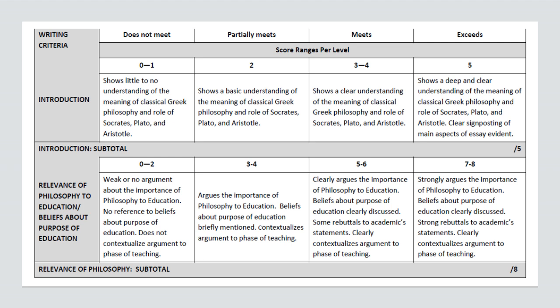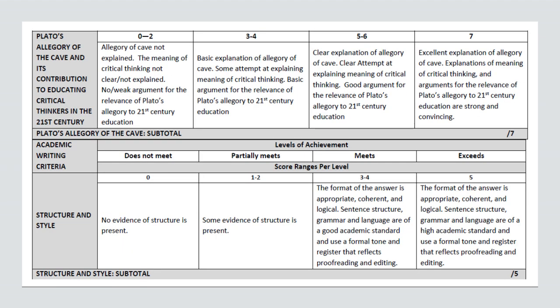Perfect, thank you. Okay. We move on to the next section. Plato's allegory of the cave. It counts 7 marks. Take note, you need to give an explanation of critical thinking. You need to explain to me what the cave is, critical thinking, and how it relates to the 21st century. So there are 3 legs that I'm looking for when I mark that specific section. And then academic writing, so that's just your normal structure and your style. I think most of you actually end up doing quite well.